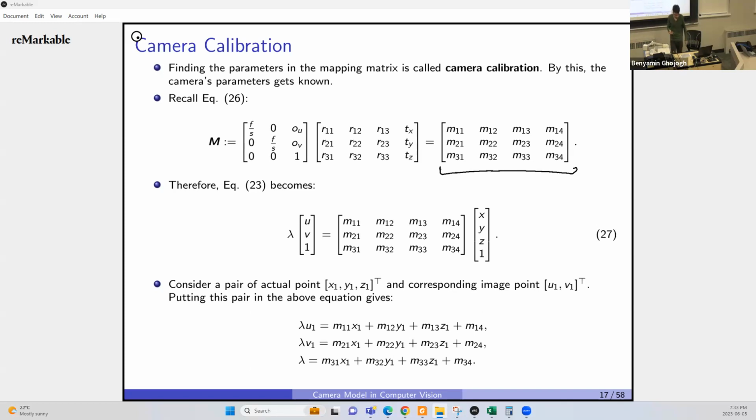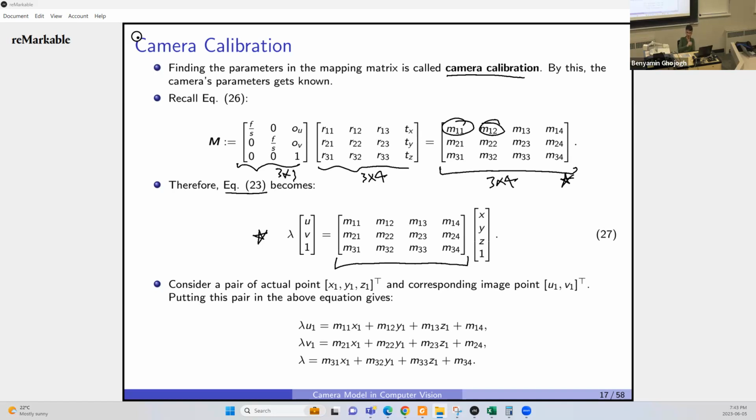So this is 3 by 3. This is 3 by 4. So the whole thing is 3 by 4. The mapping matrix is 3 by 4, right? Mij stands for the ijth element of matrix M. By camera calibration, we mean finding these parameters, the M's. So if you place this mapping matrix in what we had, we'll have equation 27. If you put it in equation 23, we have lambda times u, v, 1, equal to this mapping matrix times x, y, z, 1.